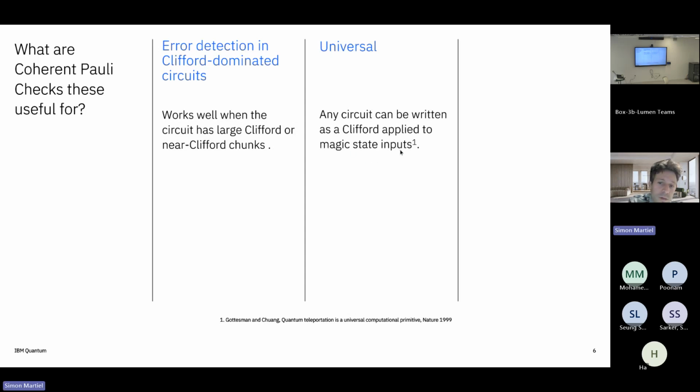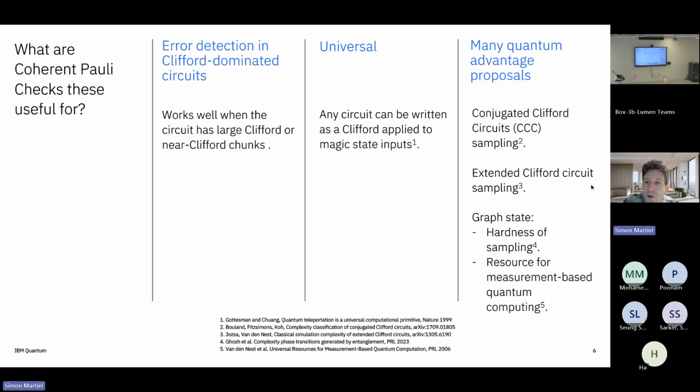Also, we know that there are universality results that state that you can start from magic state inputs and apply a huge Clifford and still get universal computation. So if we assume that the magic state inputs can be prepared with high fidelity, then it remains to correct the huge Clifford unitaries that we will apply on those. And we can improve the quality of this huge Clifford. There are also many quantum advantage proposals that rely on huge chunks of Clifford gates.